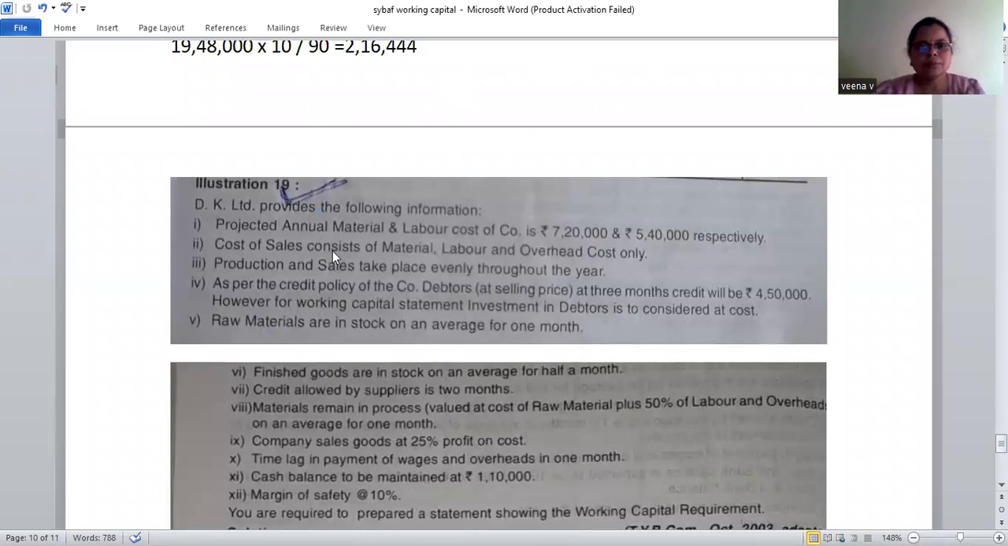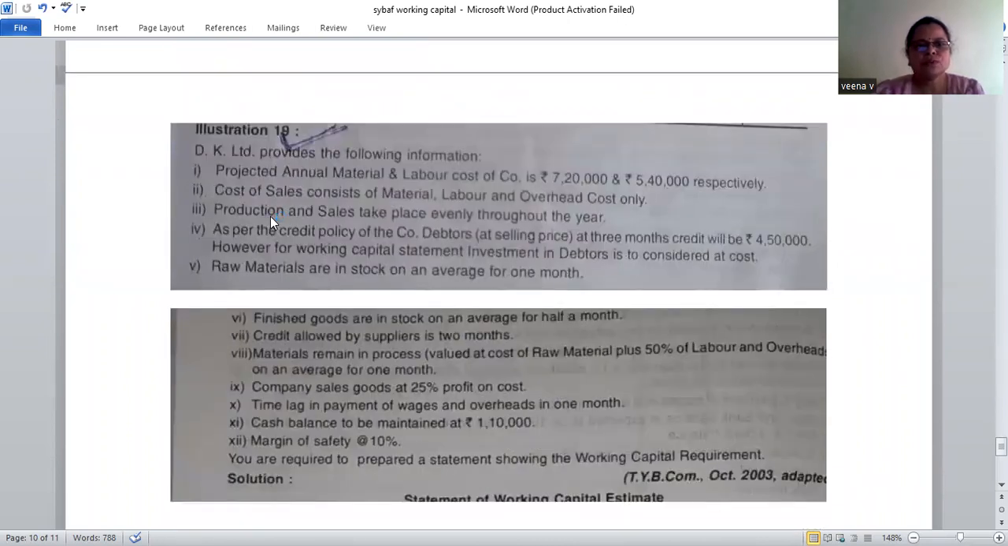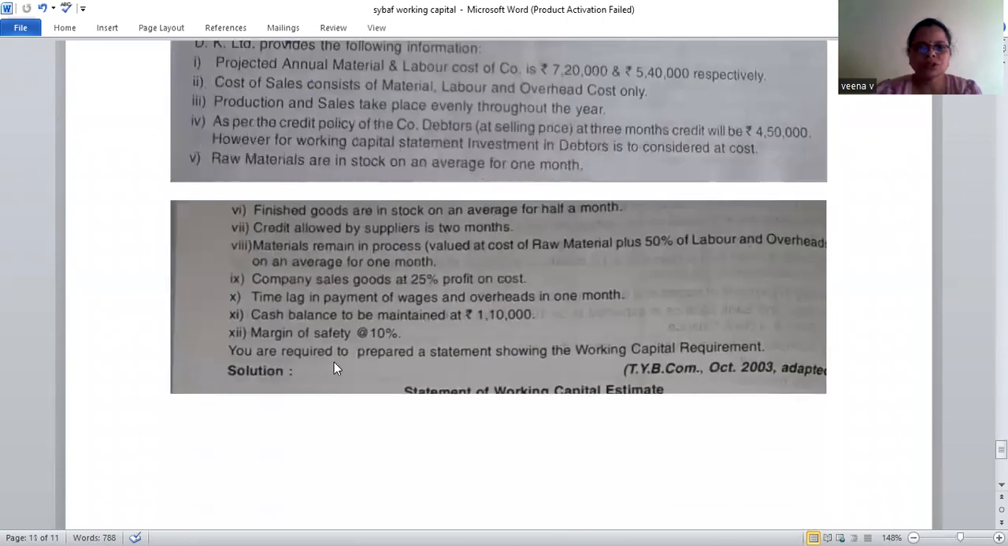Sum number 19, Manan Prakashan, Ainapure, SYBAF. DK Limited provides the following information. Projected annual material and labor cost of the company is 7,20,000 and 5,40,000 respectively. These figures are given annually. So let us make the cost sheet annually first.